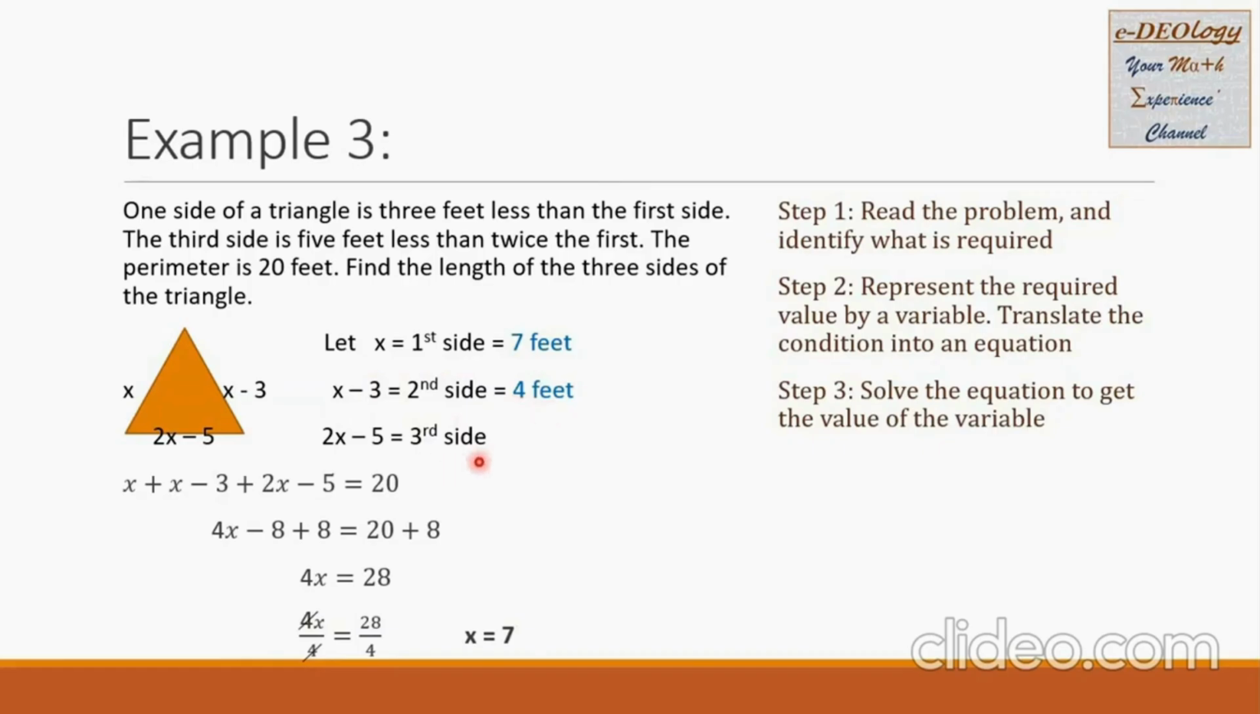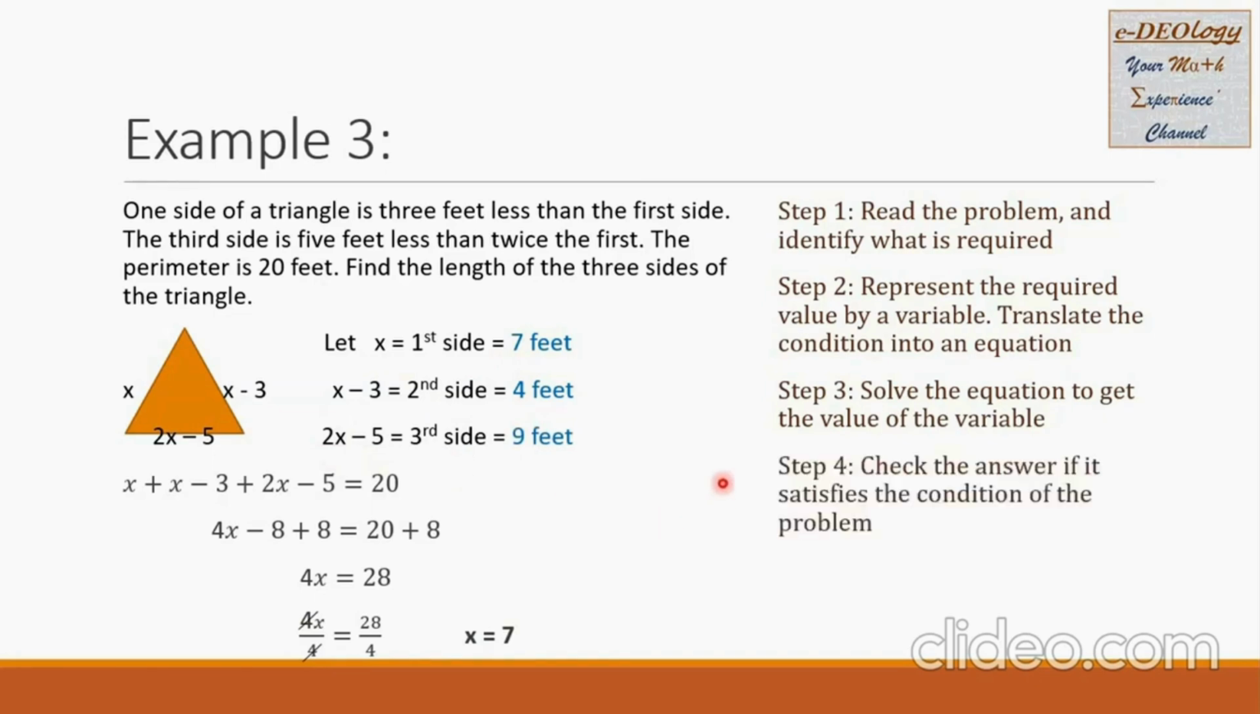For the third side, I'm going to use again the value 7. Substitute in the x here. So 2 times 7 becomes 14, minus 5 is 9. So 9 feet for the third side.